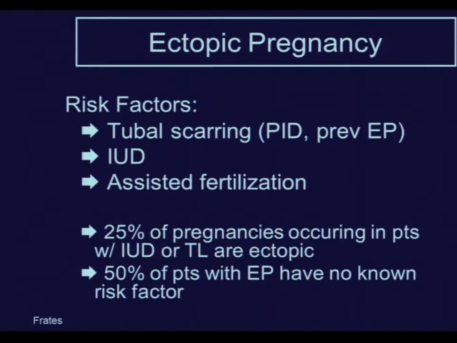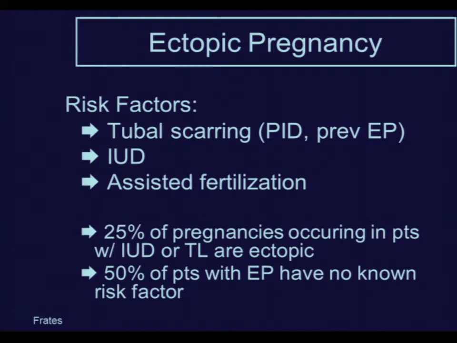Risk factors for ectopic pregnancy include any patient who has tubal scarring. This could be from pelvic inflammatory disease, a previous ectopic pregnancy on one side, endometriosis, really any cause for the tube to be scarred. Patients who have an indwelling intrauterine contraceptive device, an IUD, are at increased risk for ectopic pregnancy. And any patient undergoing assisted fertilization to attempt to conceive is at increased risk.